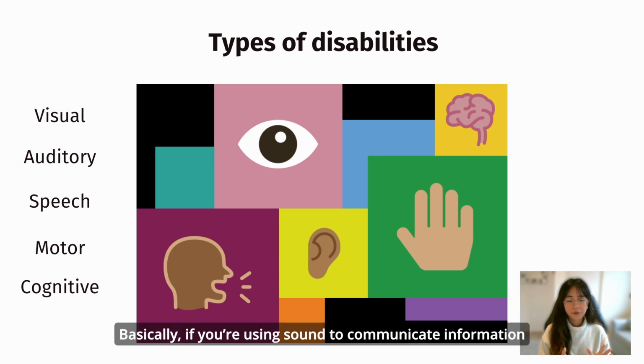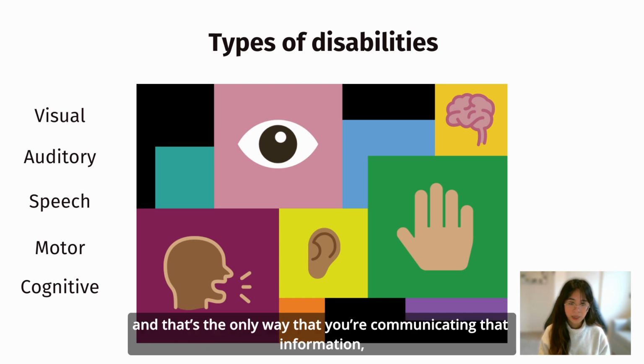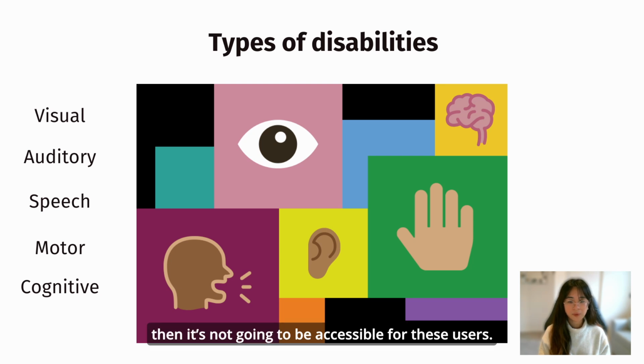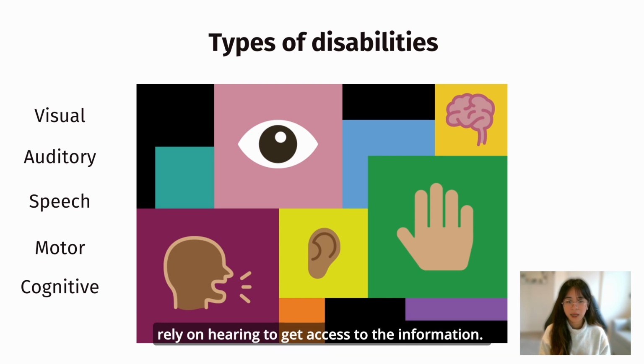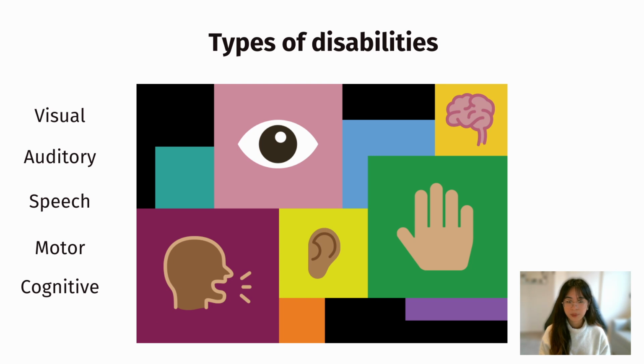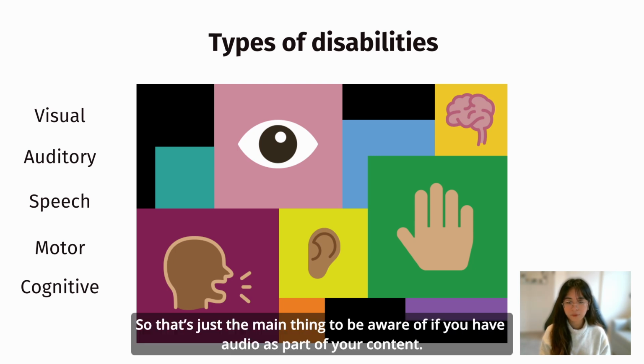Basically, if you're using sound to communicate information, and that's the only way that you're communicating that information, then it's not going to be accessible for these users. You're going to need some type of visual message so that they don't have to rely on hearing to get access to the information. So that's just the main thing to be aware of if you have audio as part of your content.